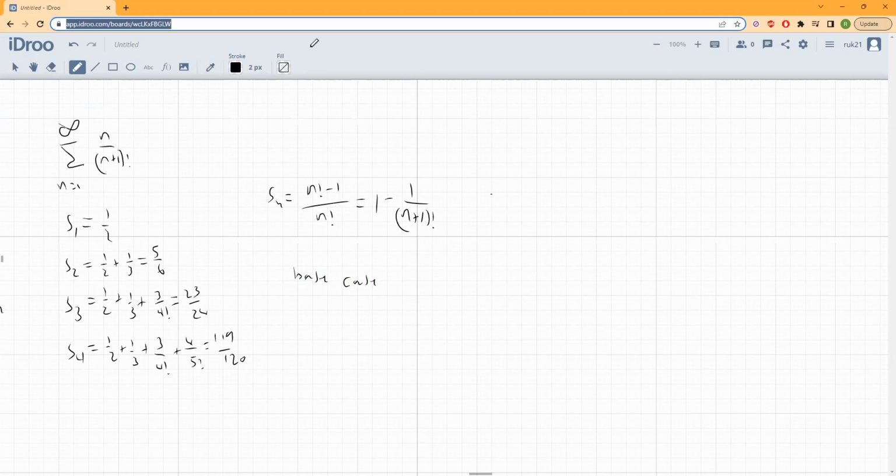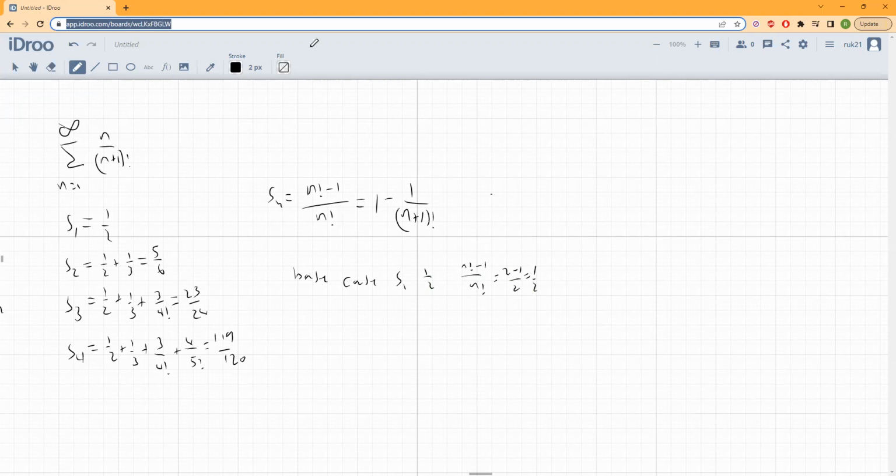And the base case, what we do is we basically show that for the first term this is true. We can show that for S1 this is true, because for S1 we get 1/2, and 1/2 is in fact equal to n factorial minus 1 over n factorial, because n factorial is 2, so it's going to be 2 minus 1 over 2, which is 1 over 2, or 1/2.